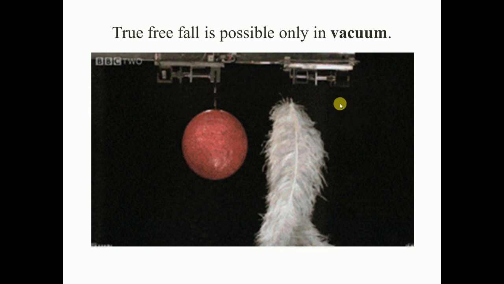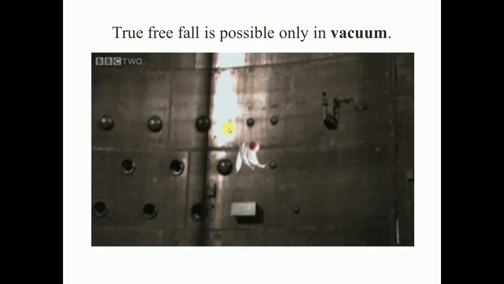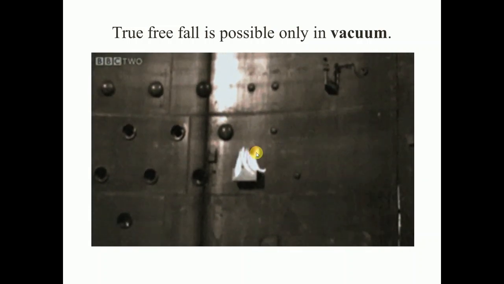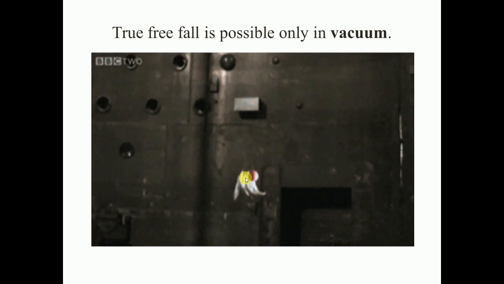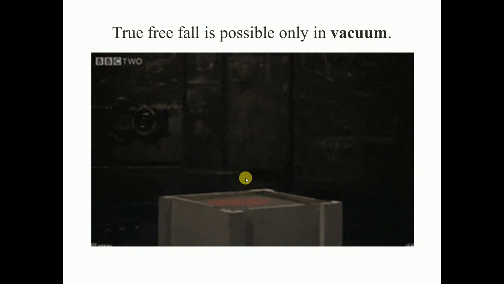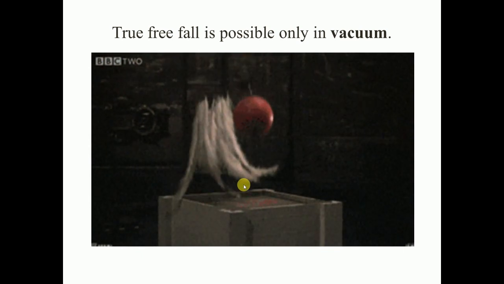So we will see the clip and what happens here. The string will be released. See now, they are dropped. Whenever they are dropped, you can see that the sphere and the feather both fall together. Once they fall and hit the box, which is kept here, you can see that the feather and the ball both hit at the same time. Now why are they hitting the box at the same time? Because there is no air.